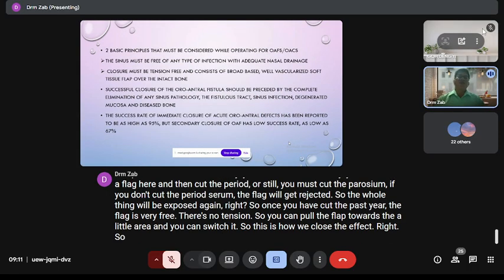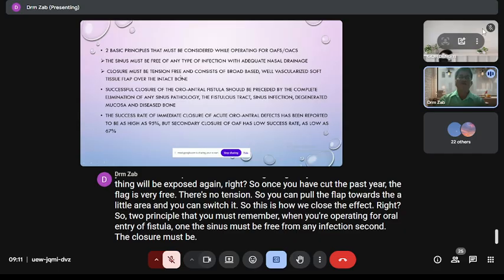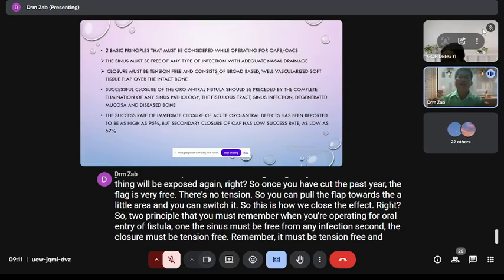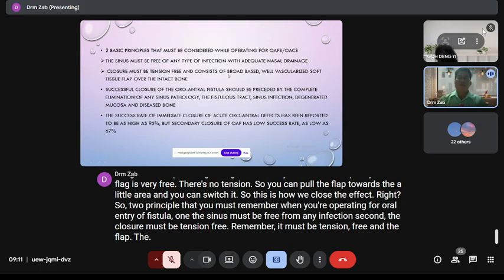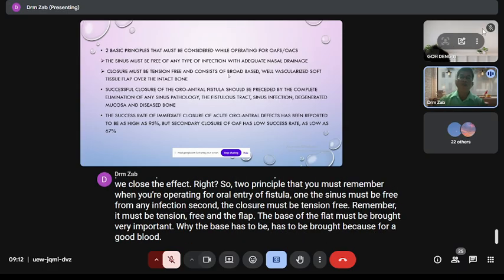Right. So two principles that you must remember when you are operating for oro-antral fistula. One, the sinus must be free from any infection. Second, the closure must be tension-free. Remember, it must be tension-free, and the base of the flap must be broad. Very important. Why does the base have to be broad? Because of the need for a good blood supply to the area.